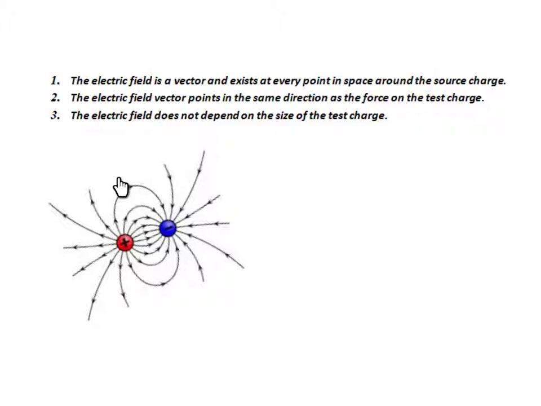Second, the probe charge, q, is positive. So the electric field vector points in the same direction as the force on that test charge. If the source charge is also positive, then the electric field points away from the source charge. If it's negative, the field points toward it.